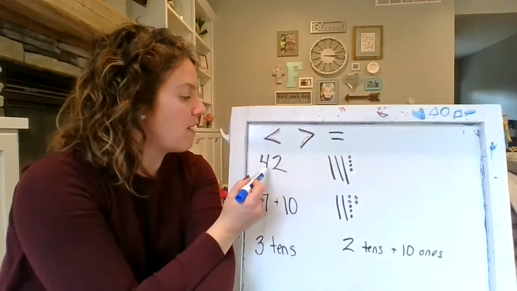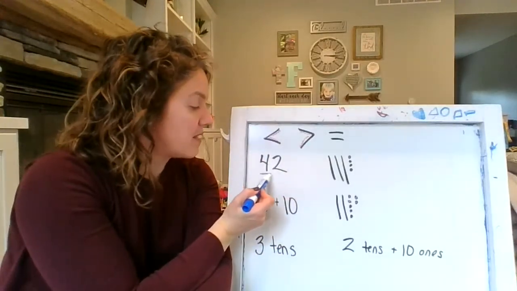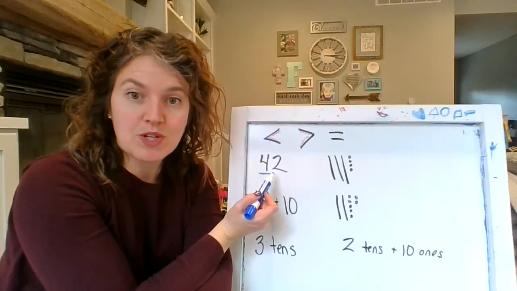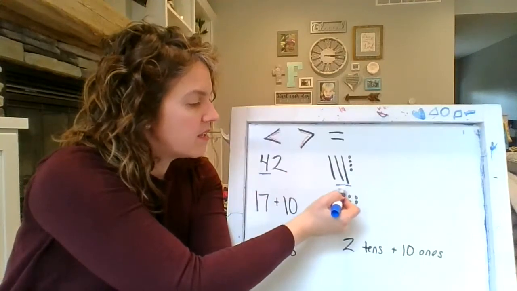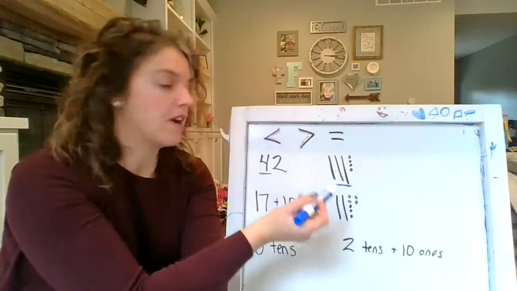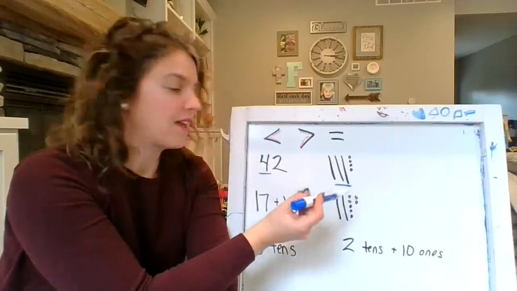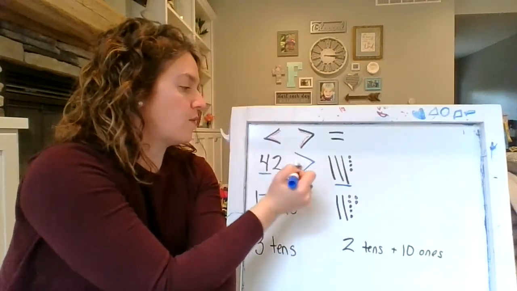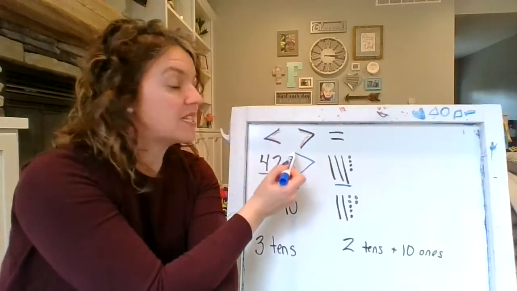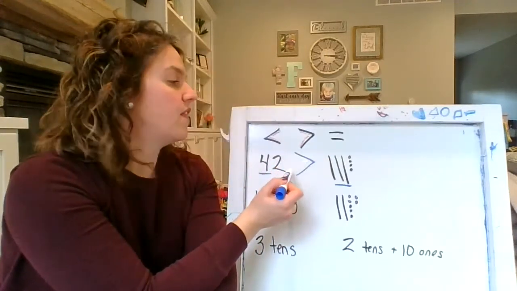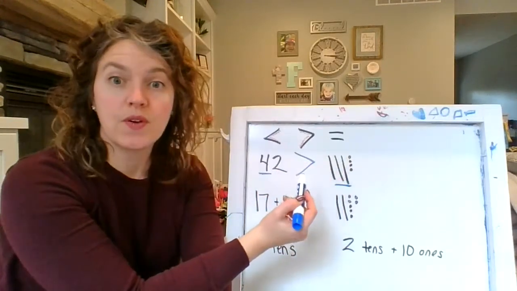All right, so here we have 42. If I'm looking at my tens, because that's a strategy we use when we're doing greater than, less than, or equal to, here's my tens. It's just in a picture. This one has 4 and this one has 3. So the alligator wants the bigger one, and so we would say 42 is greater than 10, 20, 30, 31, 32, 33, 34.